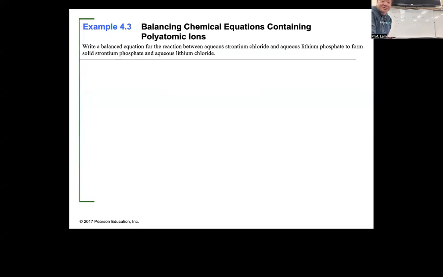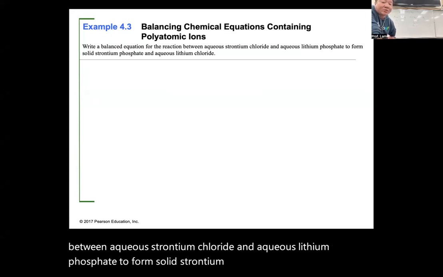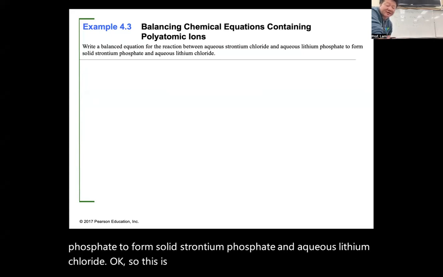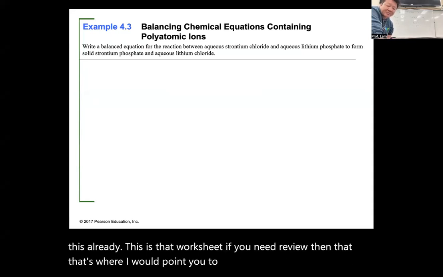Okay, let's do this one. Write a balanced equation for the reaction between aqueous strontium chloride and aqueous lithium phosphate to form solid strontium phosphate and aqueous lithium chloride. Okay, so this is nomenclature, right? You guys have done this already. This is that worksheet. If you need review, then that's where I would point you to, the nomenclature lab that we did.